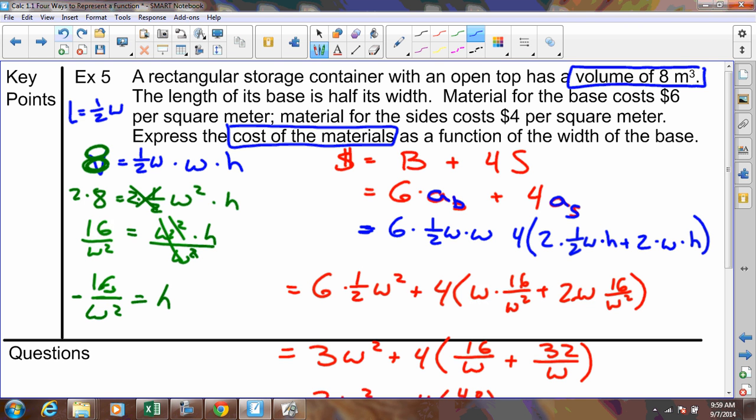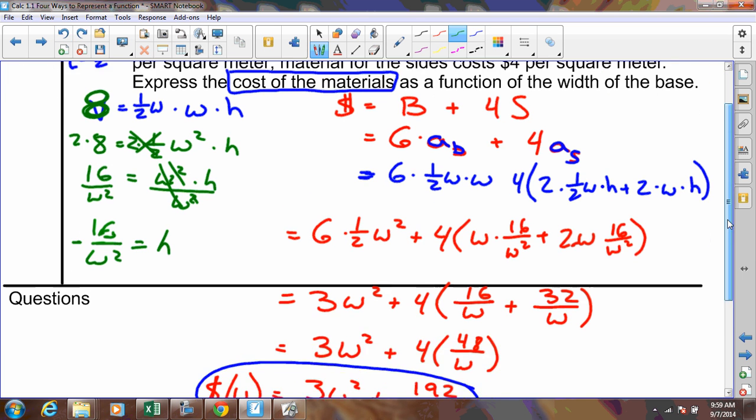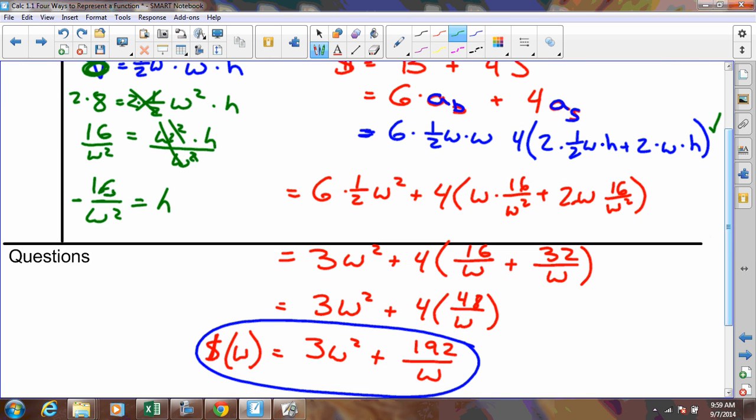When you create the cost of the materials equation, you will have to use multiple variables. But we only want one variable. That's where this piece comes in. You will be able to solve the equation for the volume, or whichever, however the problem comes out. Maybe it's surface area, maybe it's a perimeter problem, maybe it's an area problem, but you'll be able to solve it to isolate the variable that you can then substitute into the other equation.